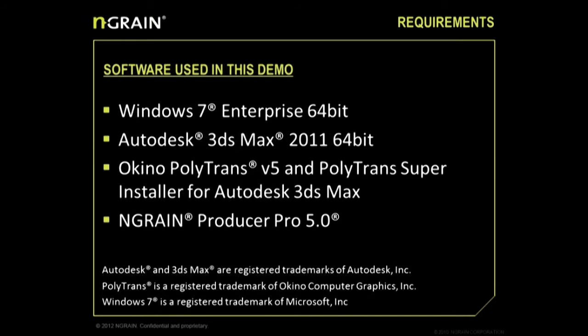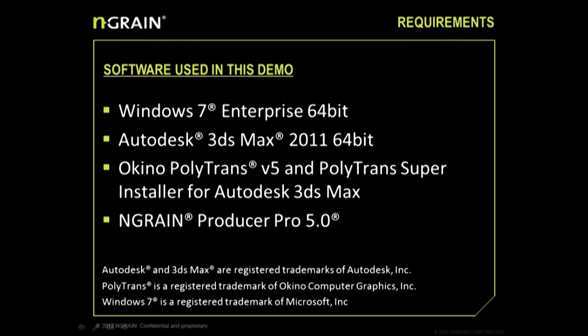I'll also be in a Windows 7 64-bit environment. I've got Autodesk 3D Studio Max 2011 64-bit installed on my machine. I've also got the Okino Polytrans V5 with Super Installer for Max installed. And I'll be showing things in NGRAIN Producer Pro 5.0. I realize that I'm in 2011, but the Okino Polytrans plugin is up to date for the most current releases. All right, let's get started.